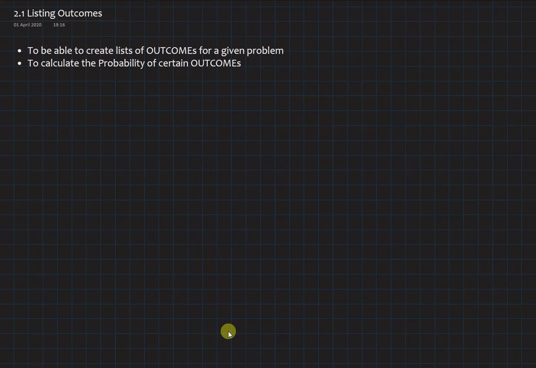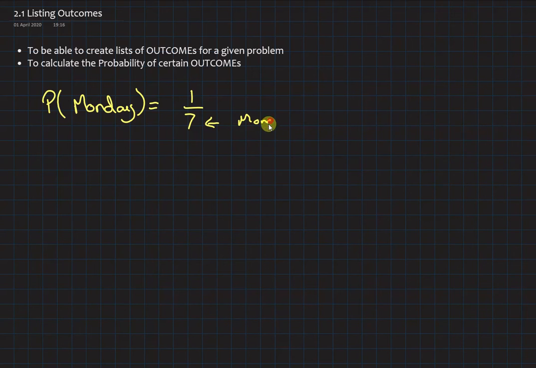Okay, this is a lesson on actually creating lists of outcomes so you can calculate probabilities. What we're talking about is, if someone says, what's the probability of a random day being a Monday? It's quite simple for us to know, oh, Monday is 1 out of 7. What's the 7 come from? Well, 7 comes from there being Monday, Tuesday, Wednesday, Thursday, Friday, Saturday and Sunday. And the 1 comes from there being one that I'm interested in, which was the Monday.